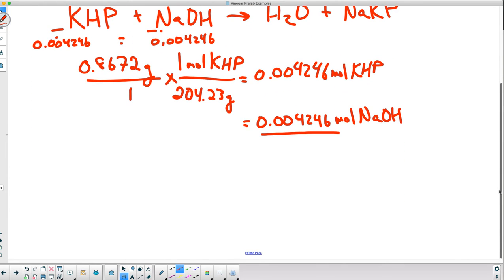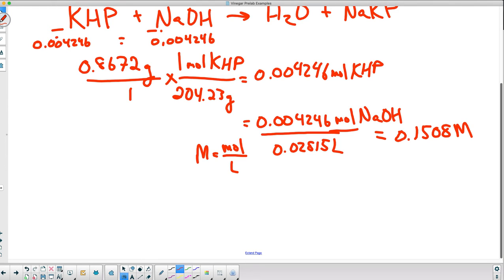Down here, I'm going to simply, just like I said, molarity equals moles, which is what we have right here, per liter, which is 0.02815 liters. That's the 28.15 milliliters changed to liters. And then I divide those two, so that means that sodium hydroxide has a concentration of 0.1508 molarity, and that's the sodium hydroxide. Okay? So this part right here, where these two are equal to each other because we titrated them or we reacted them, that's the important part.